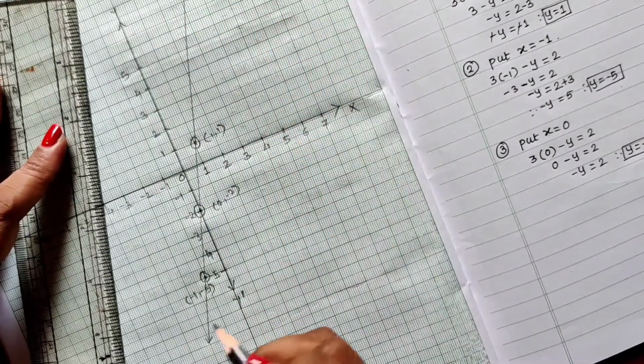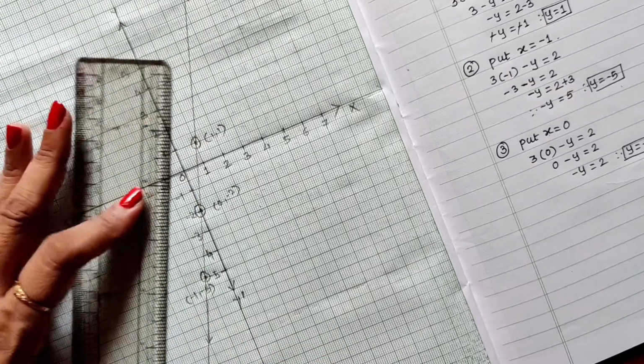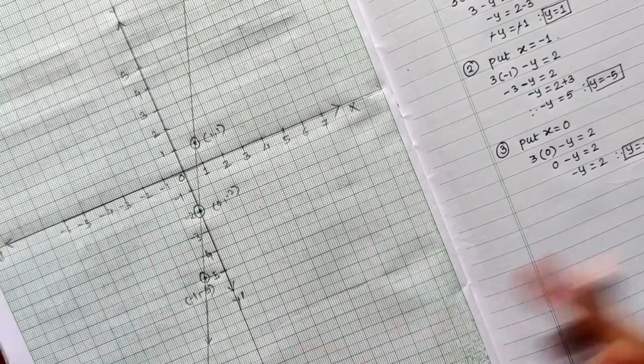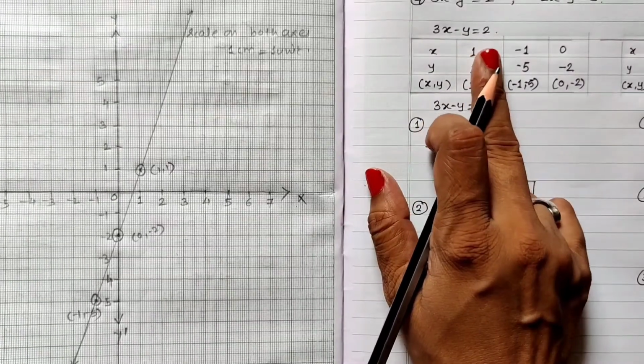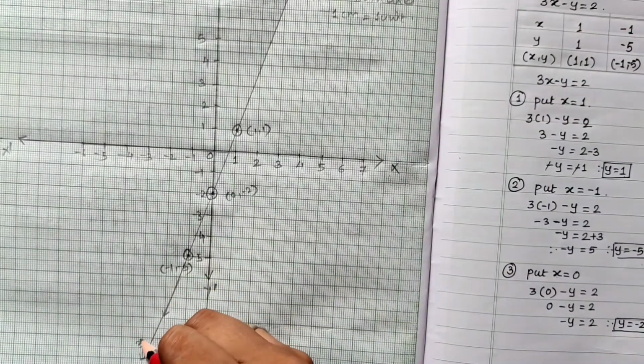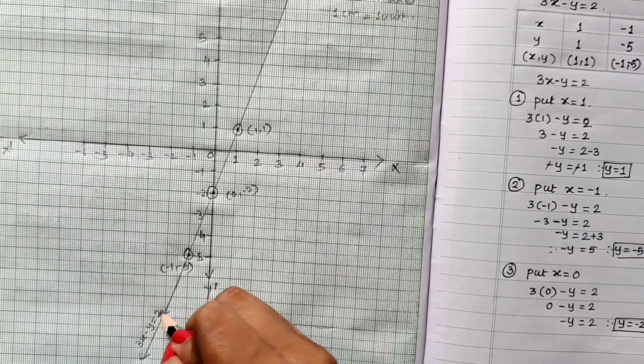Now I should write the equation here. So I will have to extend. I will be writing the equation in the downward direction. The equation of the line is 3x minus y is equal to 2. So here it is, 3x minus y is equal to 2.